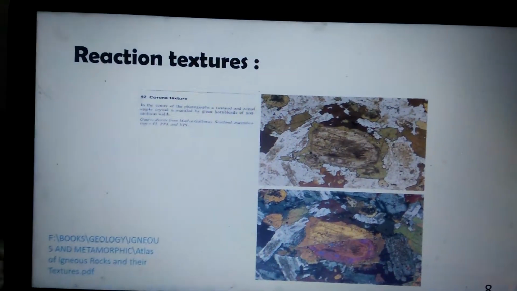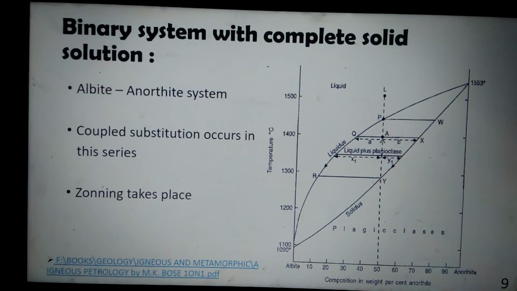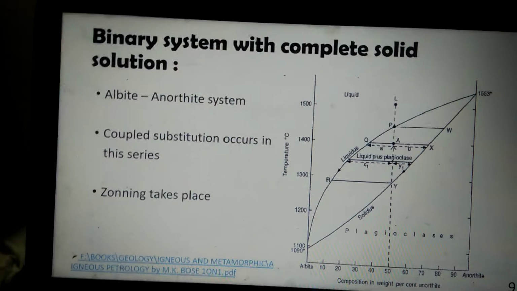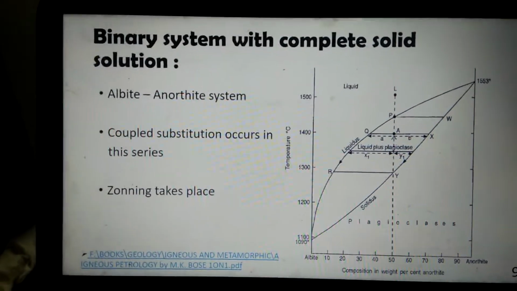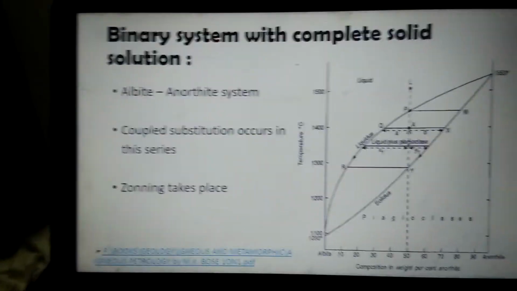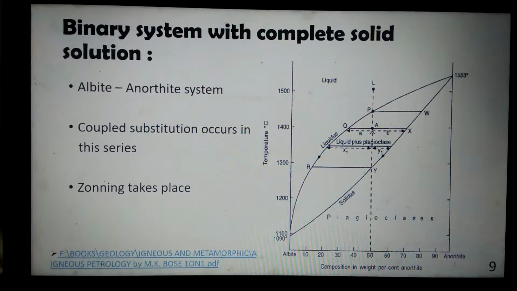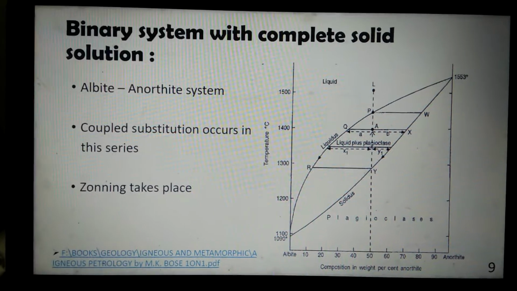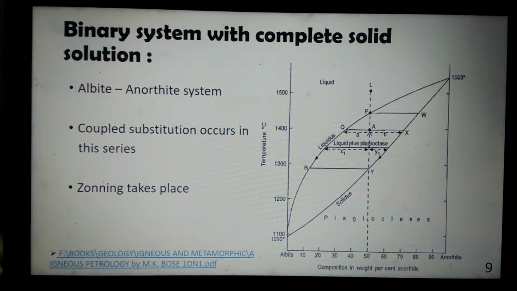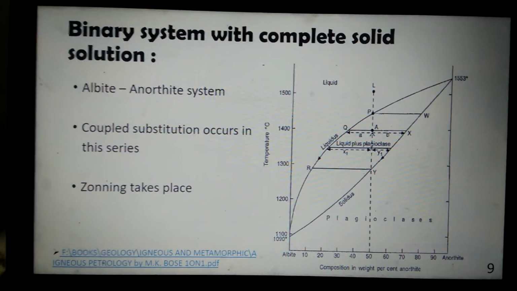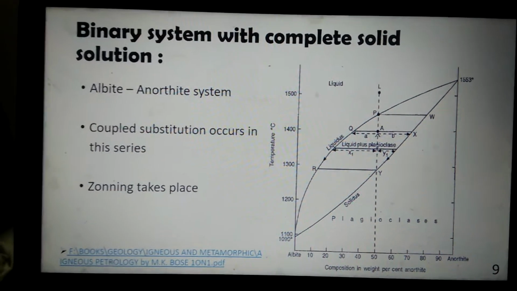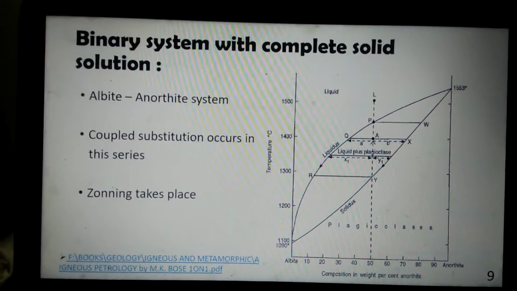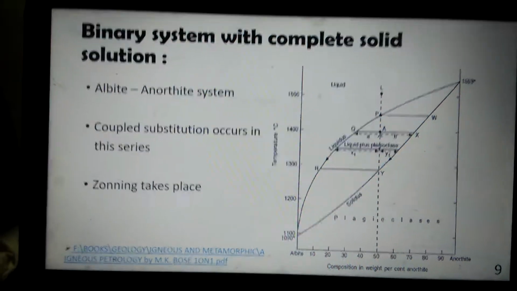Moving on to our next system, that is the binary system with complete solid solution. In this system, albite and anorthite are involved, and here occurs the coupled substitution through which the zoning takes place. The melting point of anorthite is 1553 degrees centigrade, while albite is 1118 degrees centigrade.